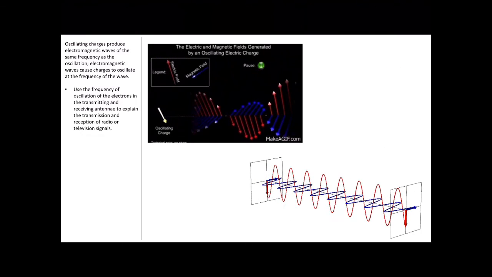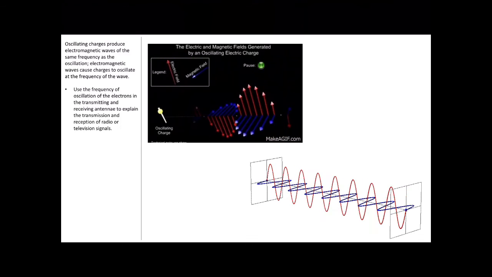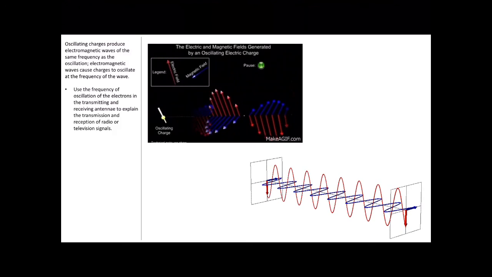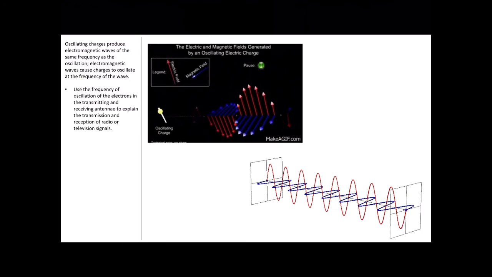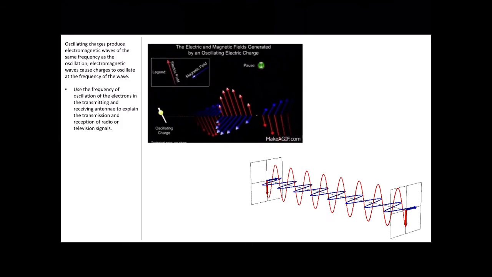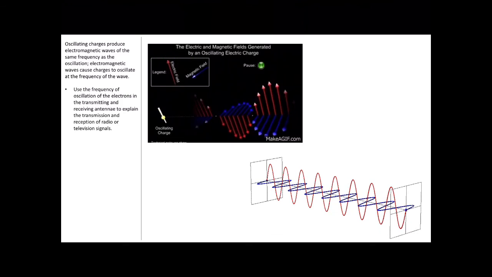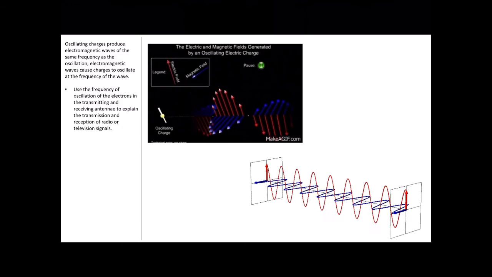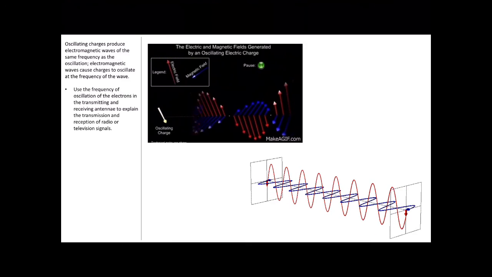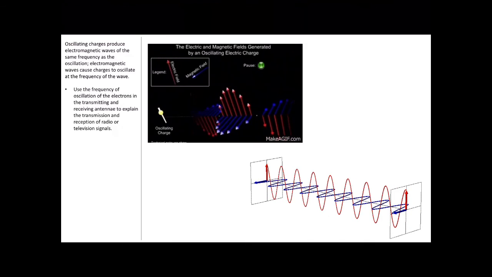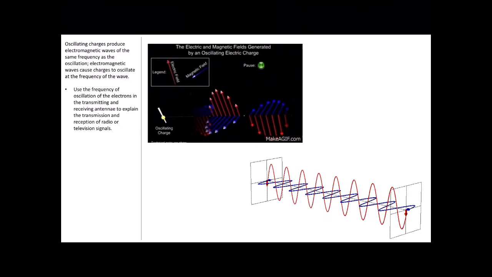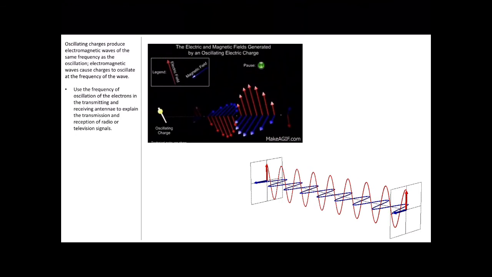These are just some GIFs, some graphics of electromagnetic waves. In the first one you can see the oscillating charge moving back and forth, and then the electric field is produced in the same direction as the charge is oscillating. The magnetic field, because it is mutually perpendicular, is produced at 90 degrees to that electric field, and then the wave itself is propagating perpendicularly to both the electric field and the magnetic field.